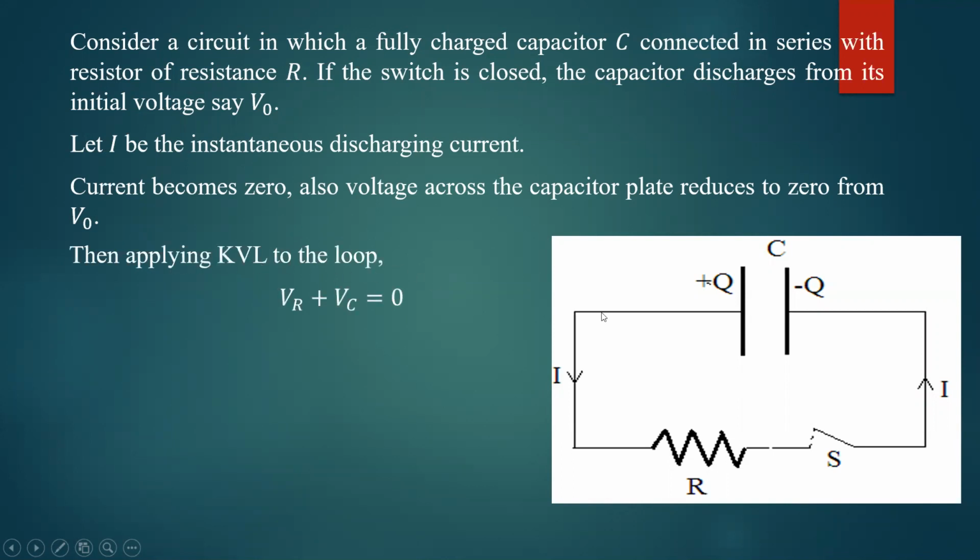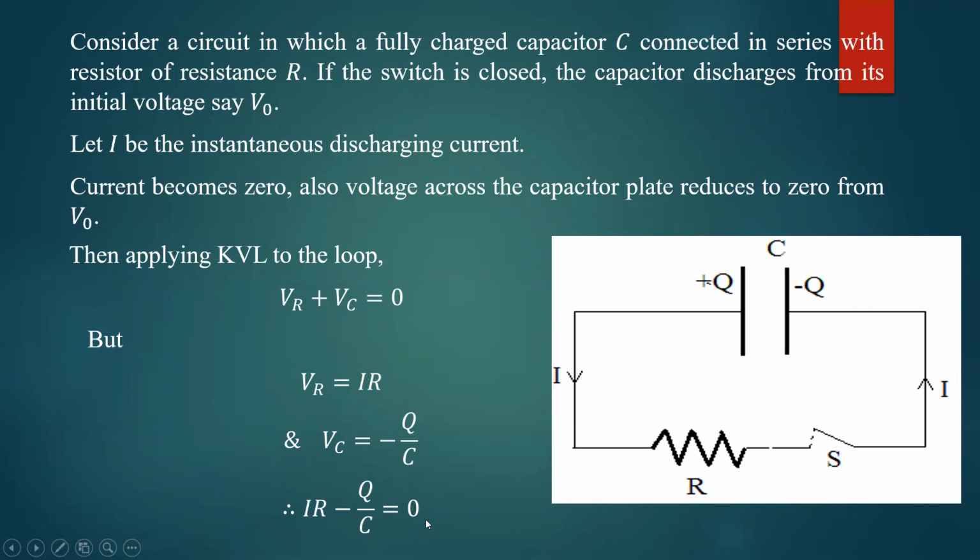Applying Kirchhoff's voltage law, KVL, to the loop, it gives the voltage across the resistor plus the voltage across the capacitor equal to 0. Okay, only two components are there. So the algebraic sum of voltages, VR is nothing but IR. The voltage across the resistor is given by the product of current into resistance, and VC in this case is minus Q by C. The negative sign indicates that charge is decreasing, so voltage is decreasing. VC is decreasing. So that is minus Q by C. Substitute here, so you'll get IR minus Q by C is equal to 0.